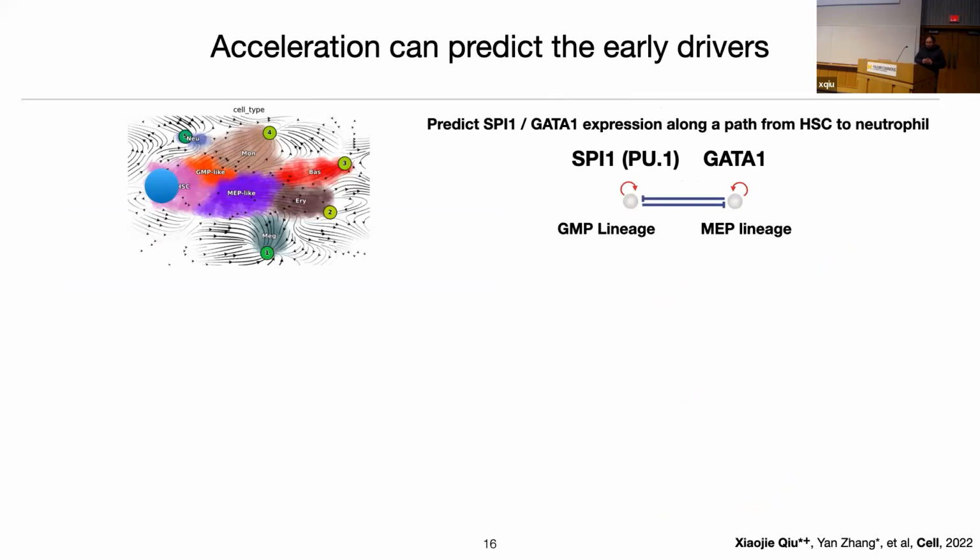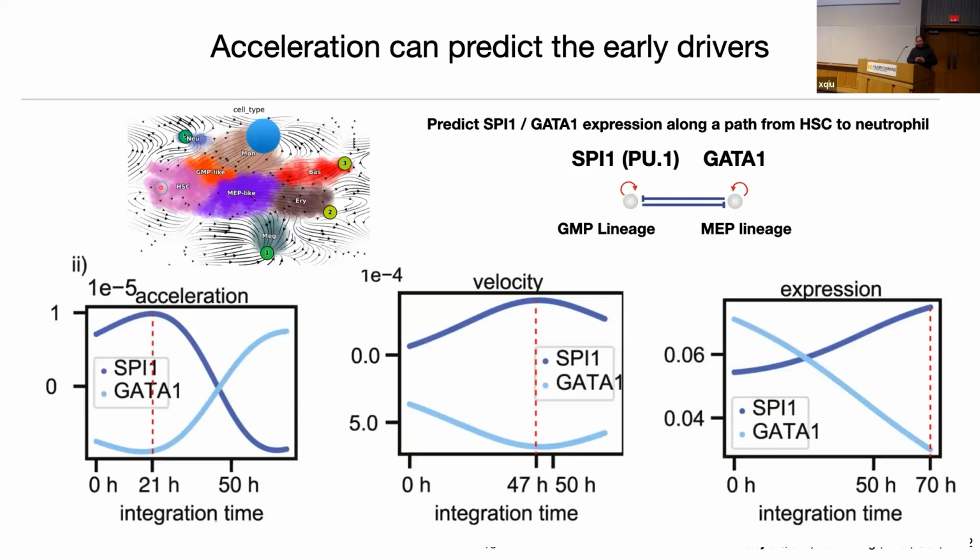Another very interesting feature is the acceleration. Because acceleration can turn on much ahead of the gene turn on, this can be used to reveal the early driver. Here I'm gonna show you how we can visualize the acceleration, velocity, and also gene expression for these two master regulators, SPI1 and GATA1, key master regulators for hematopoiesis. You can see, interestingly, along the path from HSC to monocyte, the acceleration for SPI1 peaks at 21 hours, but the velocity peaks at 47 hours, and the expression won't peak until 70 hours. So again, that means that if you see a gene that shows high acceleration at an early time point, this can be used to predict high gene expression at a much later time point.